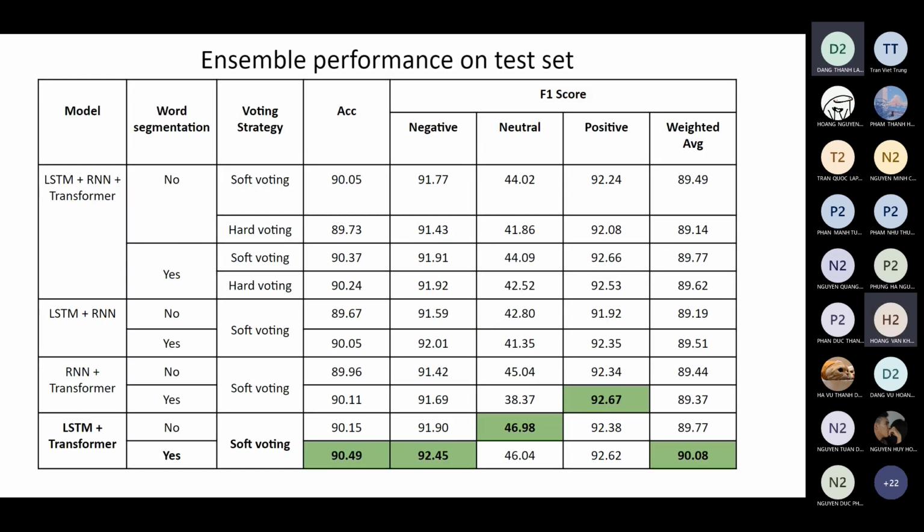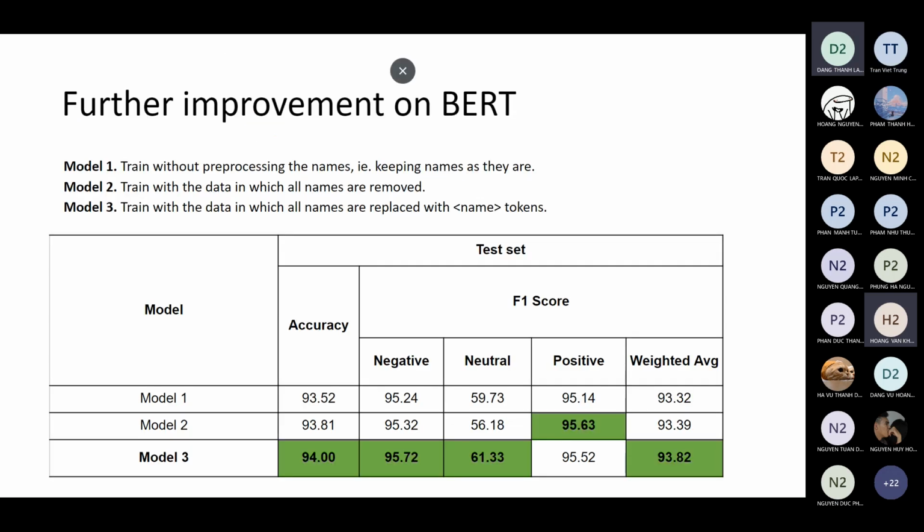Overall, the best ensemble model among these models, as you can see, is the LSTM along with the transformer. This model improves the result significantly on the soft voting strategy with the word segmentation data. And compared to the best transformer configuration, this ensemble model can increase up to 0.5% in accuracy and average F1 score. And now you will see our further improvement on BERT ensemble models.